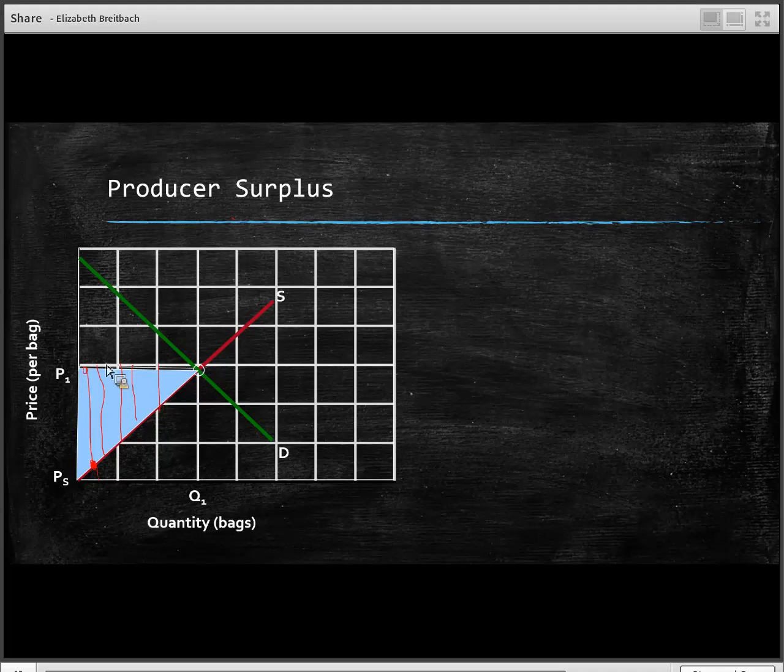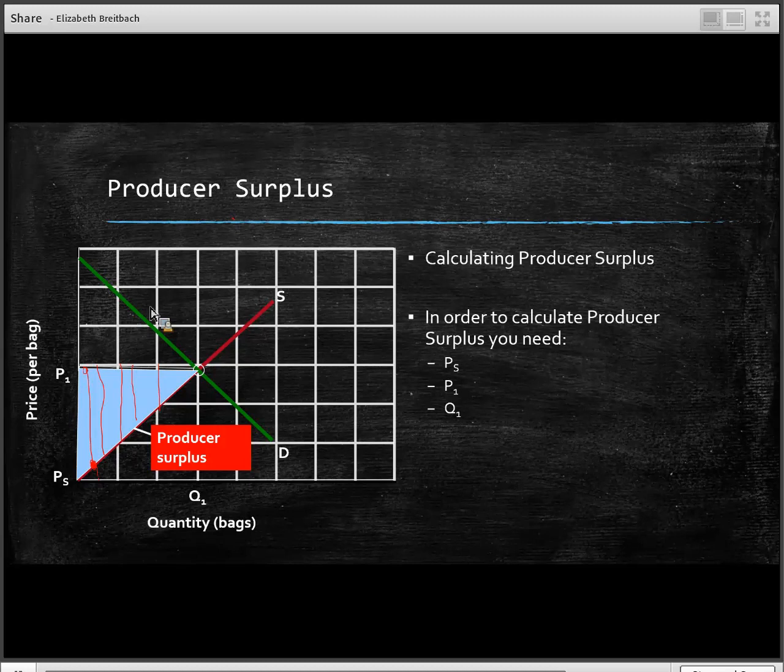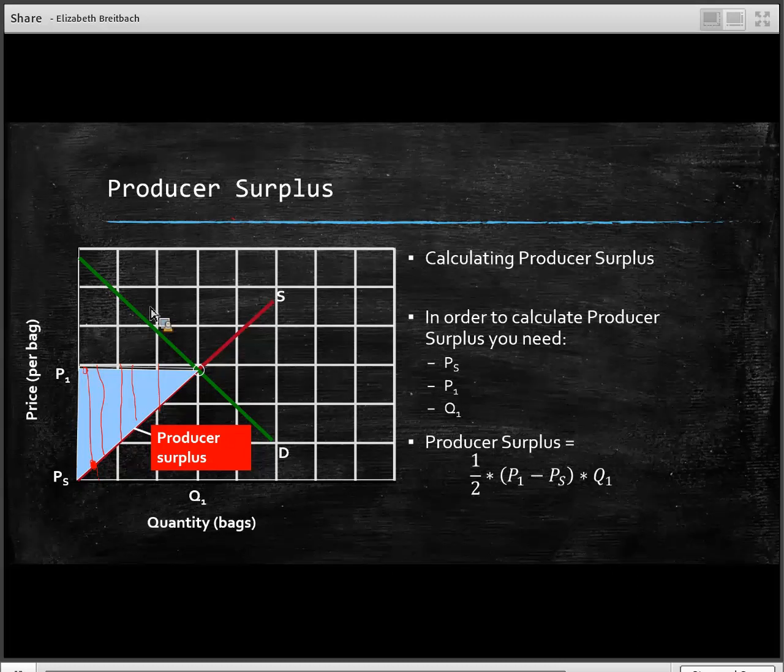All right, so again, how do we calculate the blue area? We need to know the PS, the lowest price that the first seller is willing to accept. And then we need P1, the equilibrium price, and the equilibrium quantity. And again, it's going to be the area of a triangle, so we want to look at our height. Our height is from PS to P1. So we take 1/2, because it's a triangle, times P1 minus PS, which represents the height of that triangle.